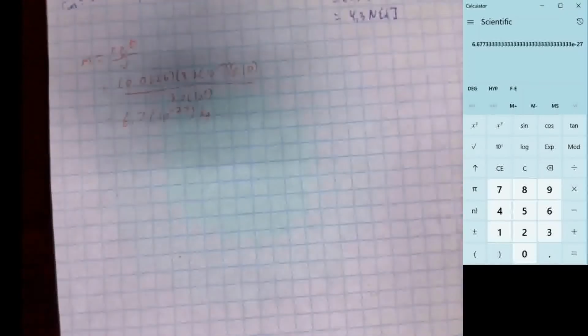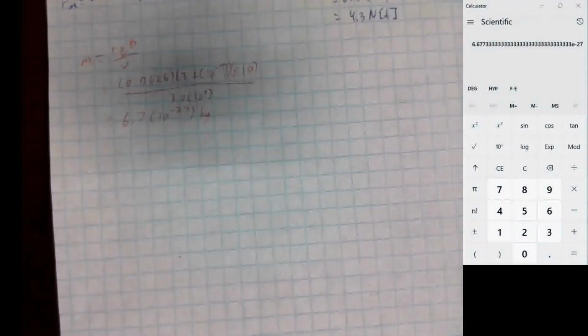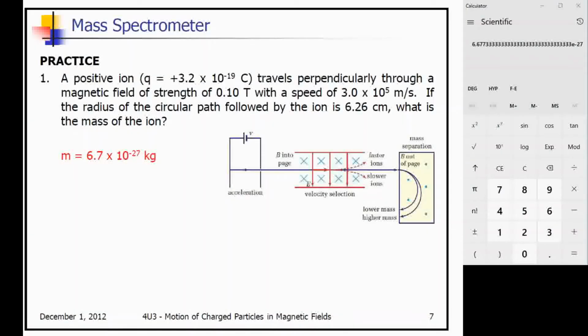Now what I could do, I know this is an ion, but I don't know what type of ion it is. Using my knowledge of chemistry, I can then go back and try to figure out from the masses, what is this ion?